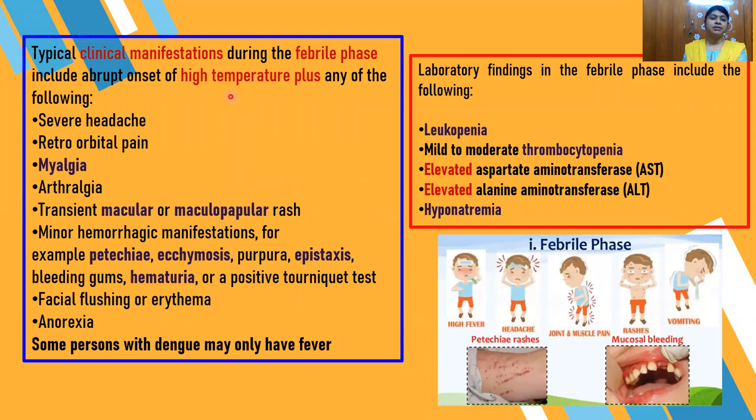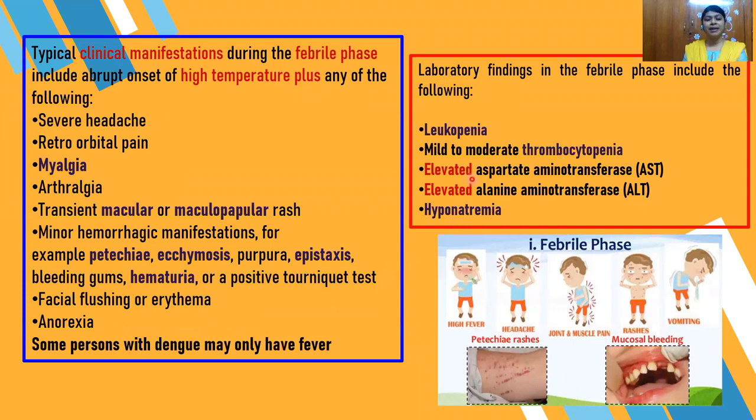Now, other than the high temperature experienced by the patients during the febrile phase, other signs and symptoms include severe headache, retro-orbital pain, muscle pain, arthralgia, macular or maculopapular rash, and hemorrhagic manifestations like petechiae. Petechiae are brown or red spots which are observed because of bleeding under the surface of the skin. There is ecchymosis, purpura, epistaxis, bleeding from the gums, hematuria, or a positive tourniquet test. Now, this particular test is done to detect dengue infection. There is facial flushing as well as erythema, which is observed in the patients, and anorexia. It is not compulsory that the patient must show all the above mentioned signs and symptoms. Sometimes the patients can have just fever alone.